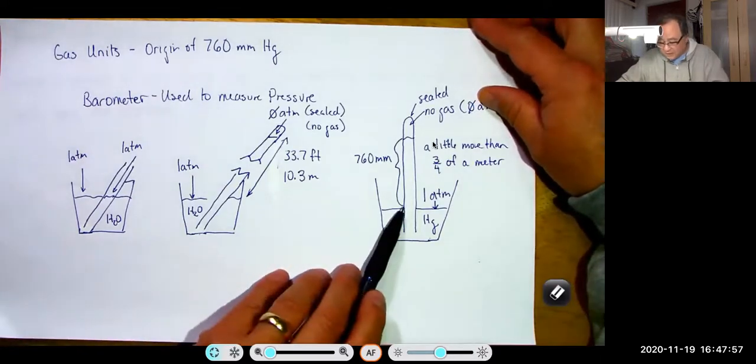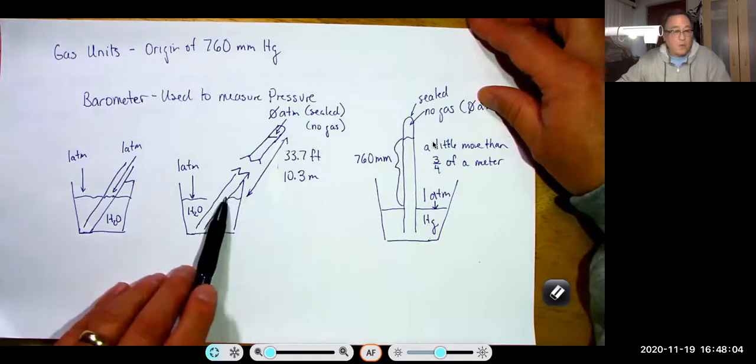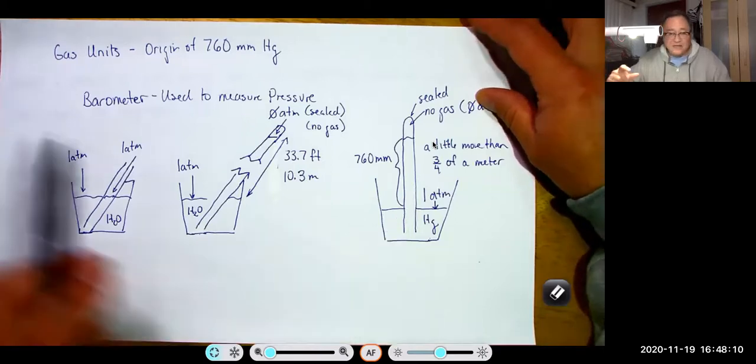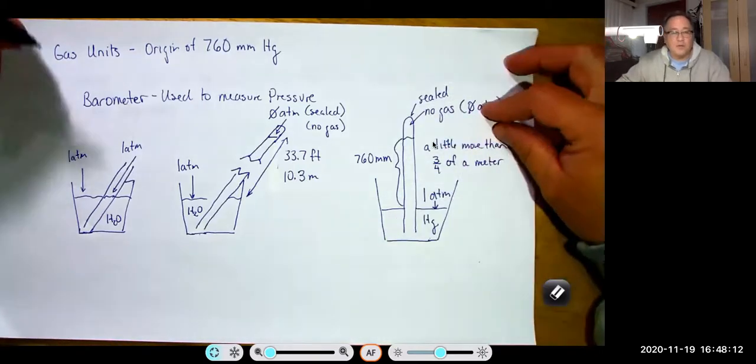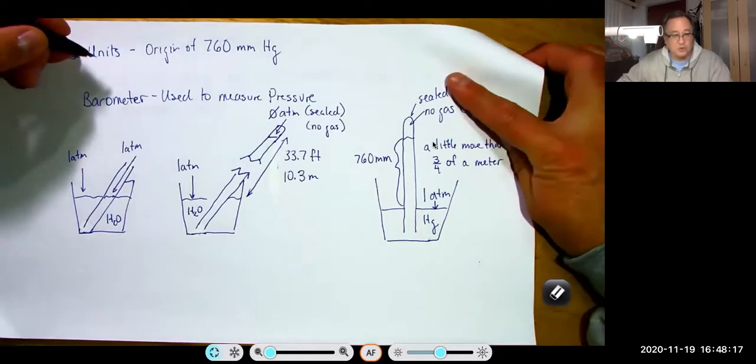So the mass of liquid in the mercury barometer compared to the mass of liquid in the water barometer would be the same. But because mercury is much, much more dense, the height of mercury in the barometer would be 13.5 times lower or shorter.